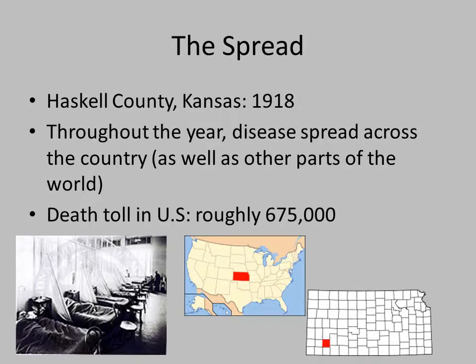Although influenza was not considered a reportable disease at the time, officials in Haskell County, Kansas, reported 18 cases of what they called influenza of a severe type in early March of 1918. As the year progressed, the disease spread across the entire country, as well as many other parts of the world.